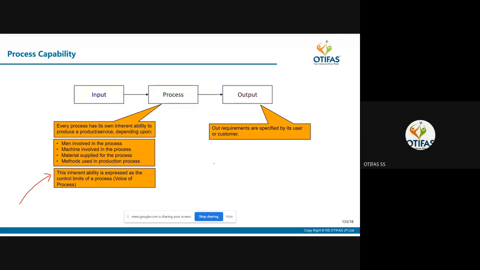Okay. Now, what is the output? Specification of output is given by the customer. Okay. Now, it has nothing to do with the inherent ability of the process, isn't it?